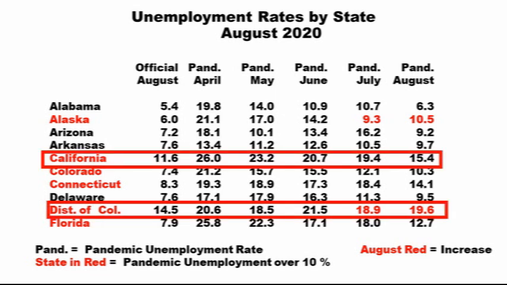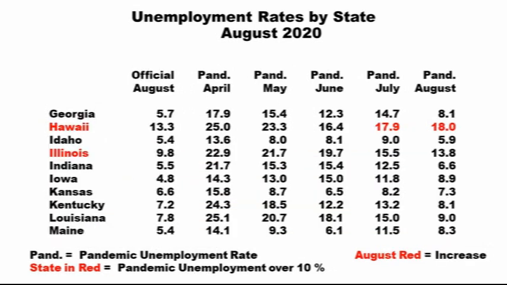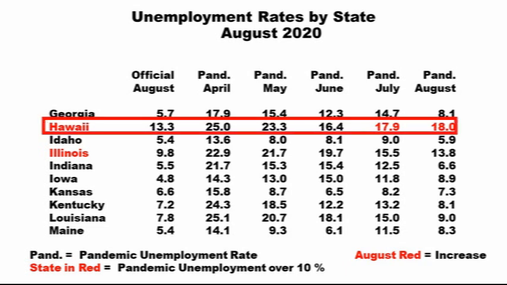Of particular interest on the first slide are the high pandemic unemployment rates for California at 15.4% and the District of Columbia of 19.6%. Turning to the next set of states, we have many states where the unemployment rate is under 10%. However, Hawaii has a pandemic unemployment rate of 18.0% and has had an increasing pandemic unemployment rate between July and August.